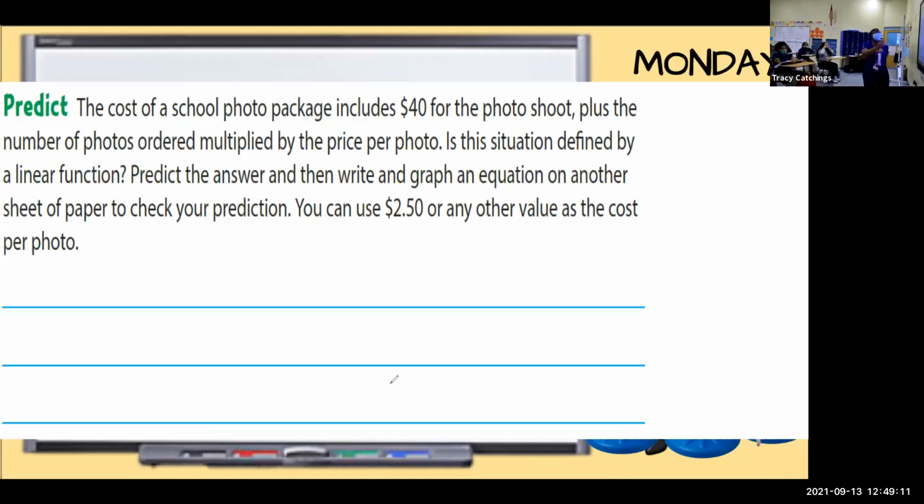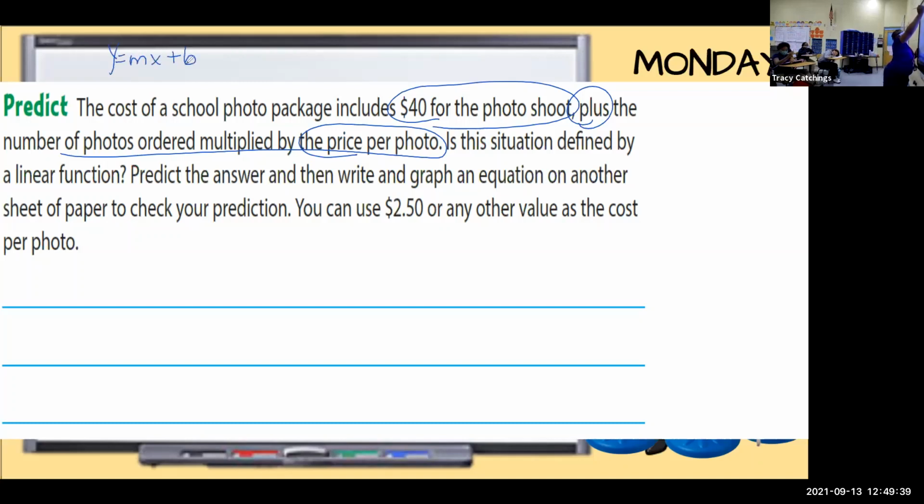$40 for the photo shoot. Photo multiplied by the price per photo. No, you're thinking of slope form. But linear formula is the first one, right? Because mx plus b. And what two things did we say we need? Rate of change and initial value.